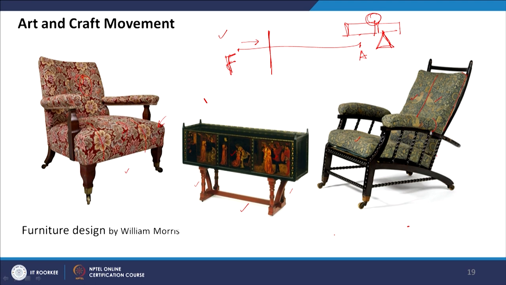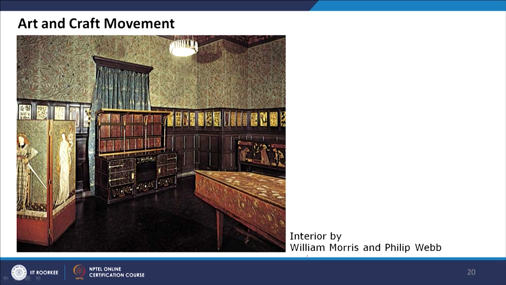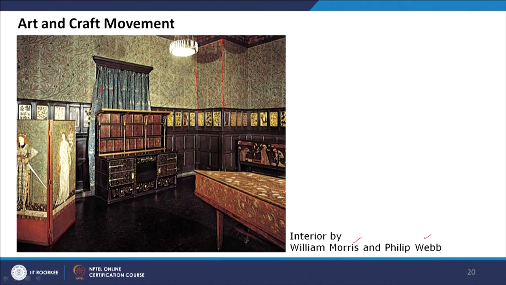Now, this is an interior designed by William Morris and Philip Webb together. William Morris designed these wallpapers and curtains in the same William Morris style of printing and weaving and printed textile, and this is a partition wall painted by William Morris. And then Philip Webb designed the furniture, which goes with the William Morris style of the Arts and Crafts movement. Philip Webb is also an Arts and Crafts movement furniture designer.